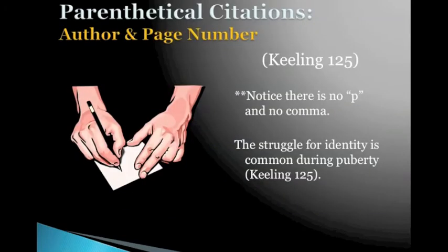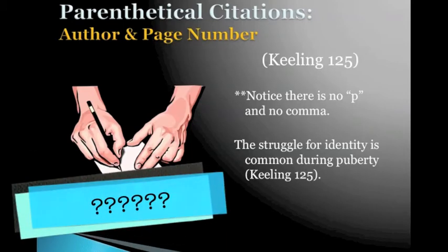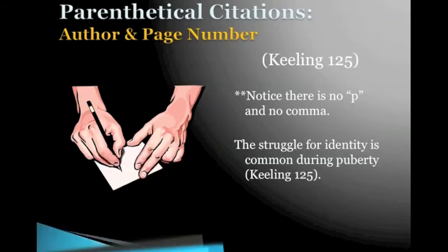To include parenthetical citations in MLA format, you simply include the author and the page number in parentheses. Notice there is no P and there is also no comma. Here is an example. The struggle for identity is common during puberty. (Keeling 125). Many of you may be wondering, how come this was cited, however, the phrase is not in quotation?